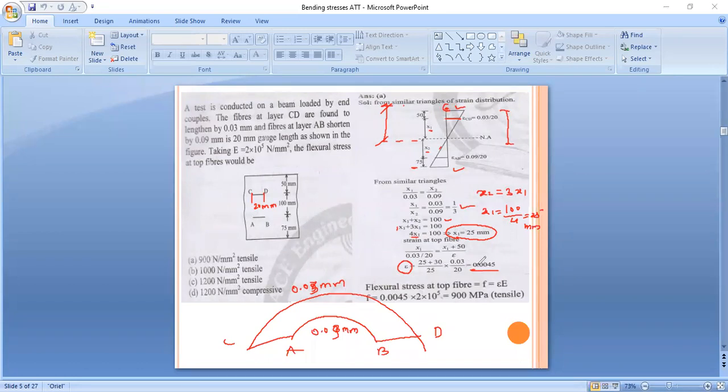This is our strain and we have to convert it into stress. So stress is equal to strain into modulus of elasticity. Already we know this relation between stress, strain and modulus of elasticity. So F is equal to 0.0045 into 2 into 10 raised to 5, which is equal to 900 MPa. So our option 1 is correct, 900 MPa.